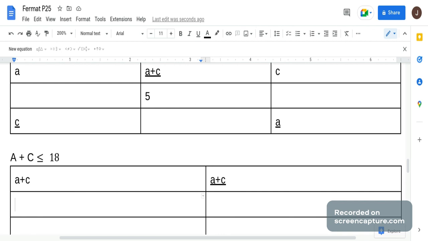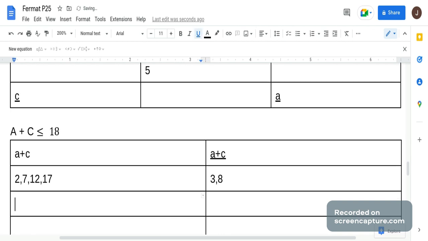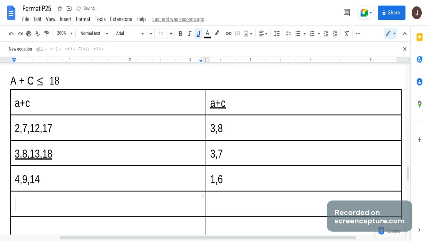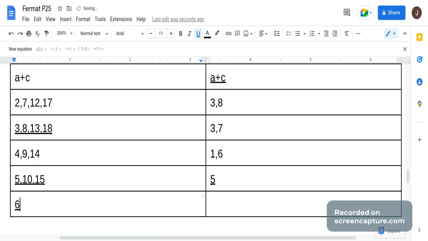If A plus C is one of those values, 2, 7, 12, 17, then the other value is going to be 3, 8. Okay, 3, 8. If the value of A plus C is one of 3, 8, 13, 18, the value of C is going to be 3, 7. If the value of A plus C is 4, 9, 14, the value is going to be 1, 6. 5, 10, 15, 5. 6, 11, 16, 4, 9.